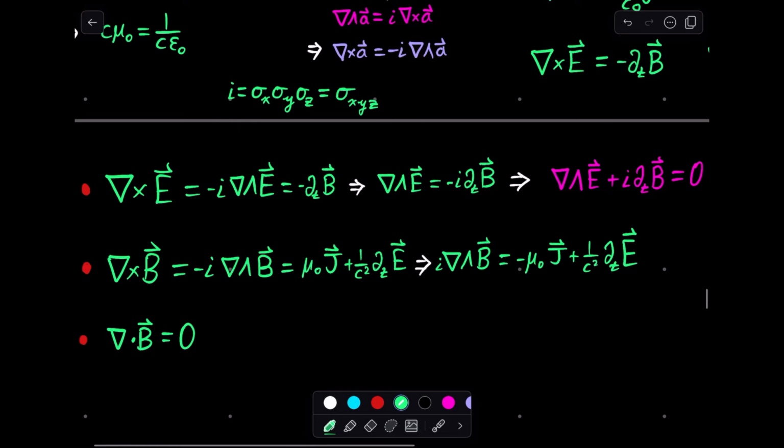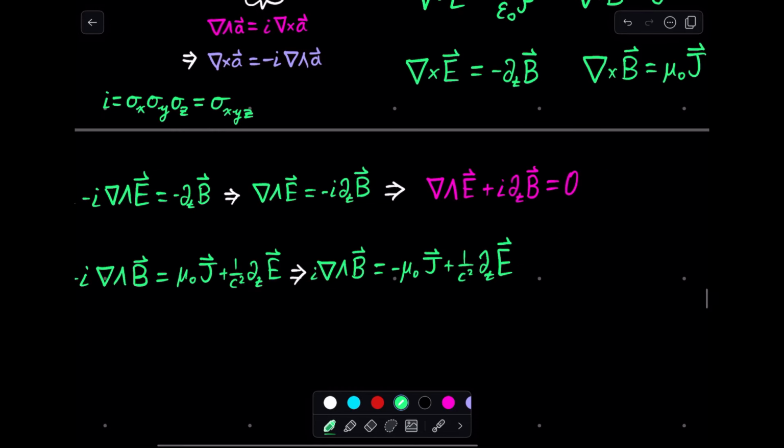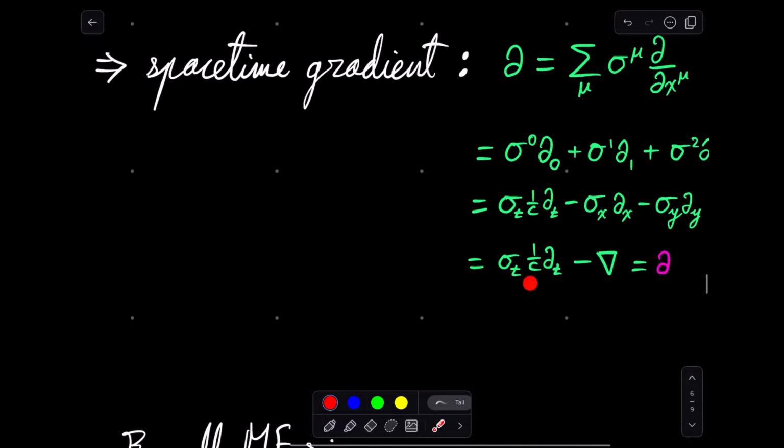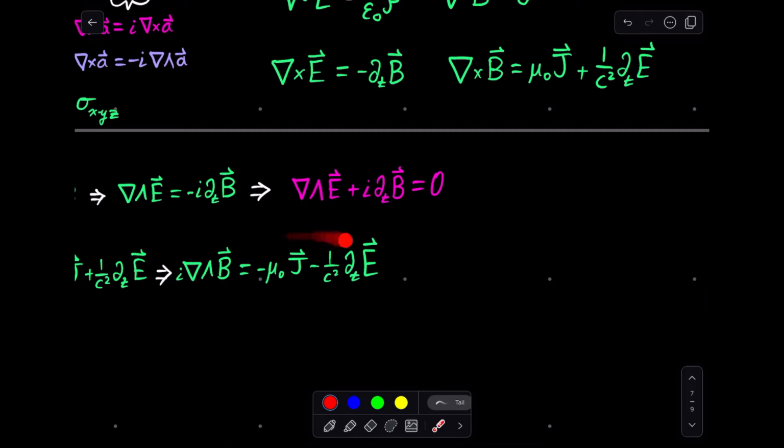E. Or this would be a minus sign. But then notice that there's a 1 over c squared next to the dt. Well, we've seen 1 over c next to dt before. So let's multiply this entire equation by c. And then after we multiply by c, let's move this portion of the equation onto the left-hand side.